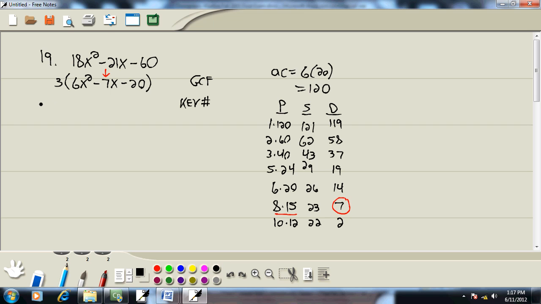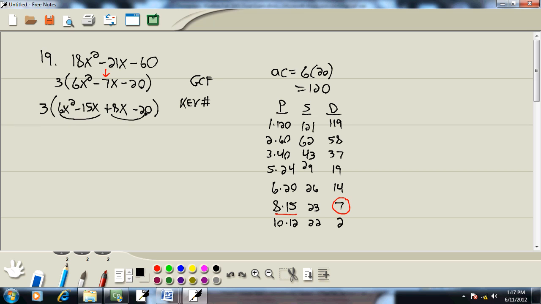I'm going to use it a little bit differently than the PSD method. What we do is we rewrite our middle term using those two numbers. Now our larger number in the P column, which is a 15, is going to be the same sign as our middle term. Middle term is negative, so that would be a negative 15x. If the number you circled is in the S column, S for same signs, so if this one was negative, the other one would be negative. If the number you circled is in a difference column, then it'll be different signs. So since 15 is negative, that means the 8 will be positive.